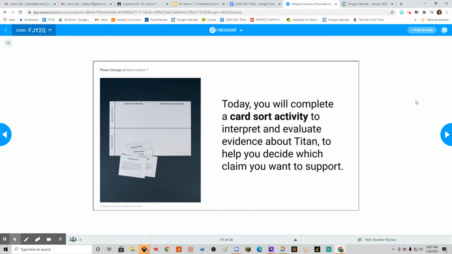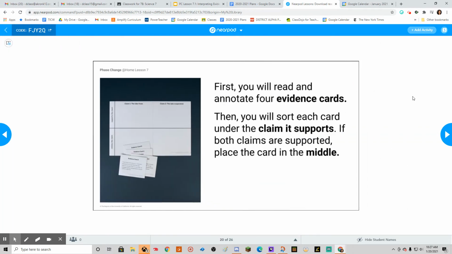Today, you're going to complete a card sort activity to interpret and evaluate evidence about Titan to help you decide which claim you want to support. First, you're going to read and annotate 4 evidence cards. Then you will sort each card under the claim it supports. If both claims are supported, you can place the card in the middle.